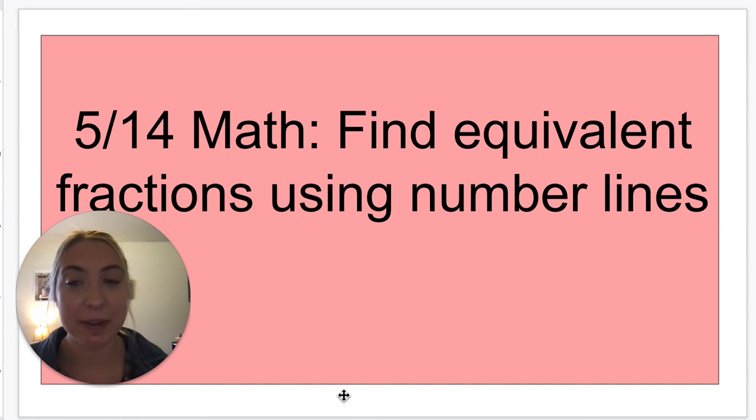So today we're going to be finding equivalent fractions using number lines. Remember, equivalent fractions are equal fractions. They measure the same thing, but they have different numerators and denominators. So they look different, but they measure the same thing.